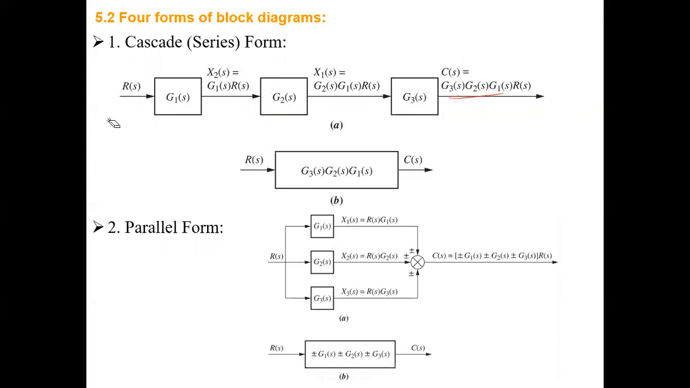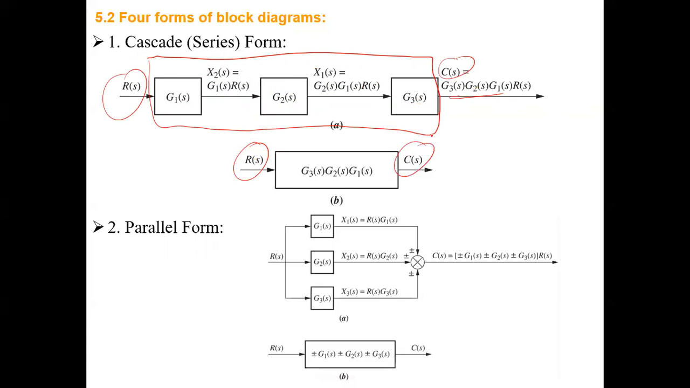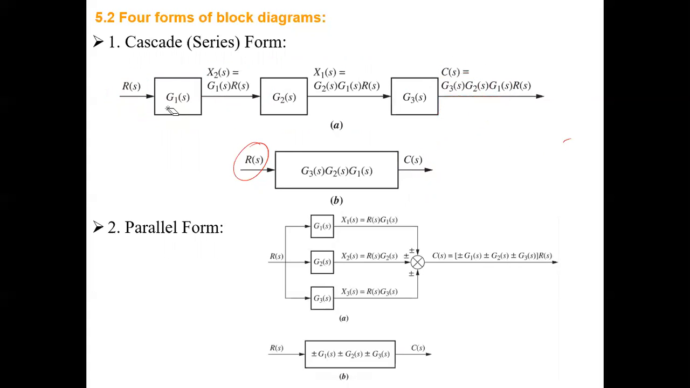Then what do you see? If you represent this whole thing as one system, you can say this is RS, this is my CS, where CS is this multiplied by RS. So this is the G, the equivalent transfer function. So the conclusion is, if you have blocks in series, then the equivalent transfer function is this. It's like resistors in series and resistors in parallel. So if the transfer functions G1, G2, G3 are in series, then the equivalent will be G equals G3, G2, G1 in this order.